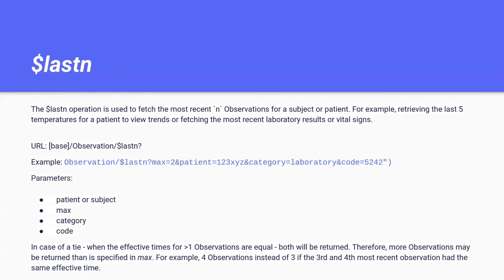In case of a tie, when the effective times for more than one observation are equal, both will be returned. Therefore, more observations may be returned than is specified in max. The results of the last N operation are grouped code-wise, and within each group the resources are in a non-increasing order of effective date times, and the count of distinct effective date times is up to n.